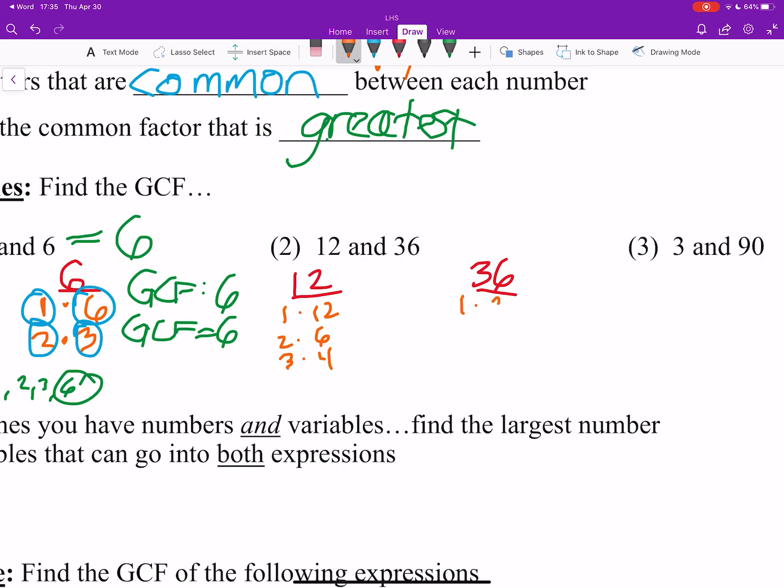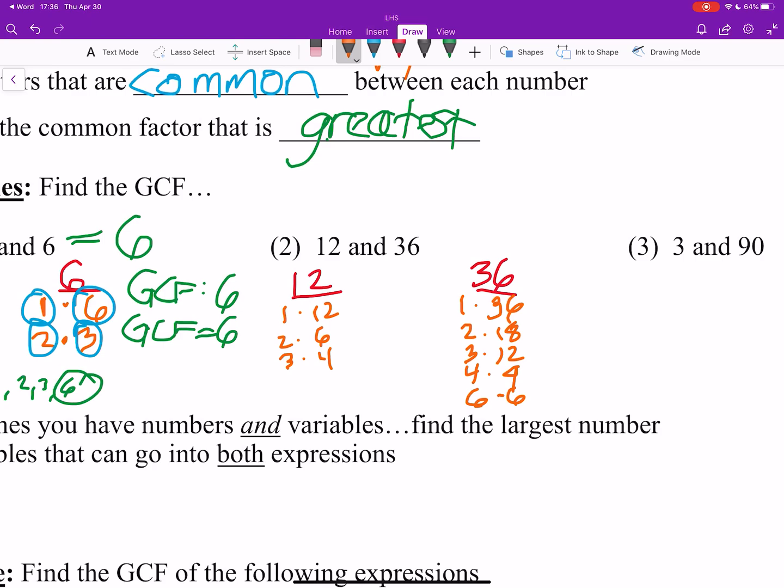With 36, 1 times 36, 2 times 18, 3 times 12, 4 times, oh, maybe I don't remember 4 times what. So I take out my calculator and I do 36 divided by 4. What's super nice is I get the number 9, so that's a factor. What about 5? Nope, I do 36 divided by 5 and I don't get a nice number. Next thing is 6, and I know 6 times 6 is 36.